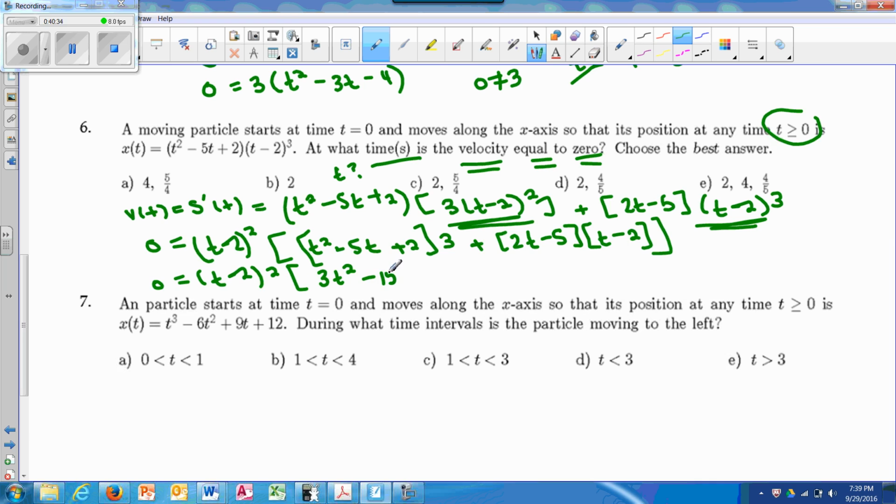Okay, so we have another position function given. At what time or times is the velocity equal to 0? So time is the question mark. We're not substituting 0 in. This time we have a product. So my velocity function, which is my s prime function, has to use a product rule. So for the first part, we have t squared minus 5t plus 2. The second part, we're going to take a derivative. So we use the power rule.